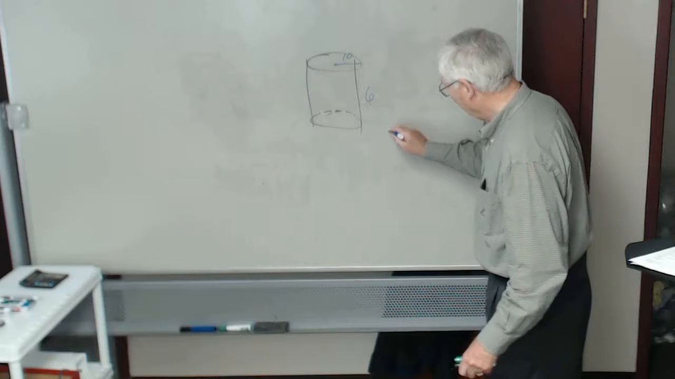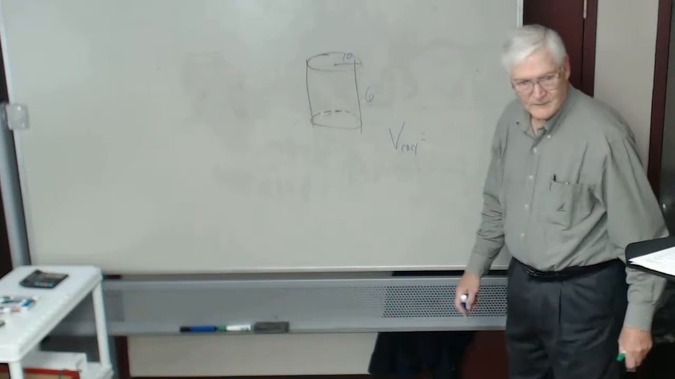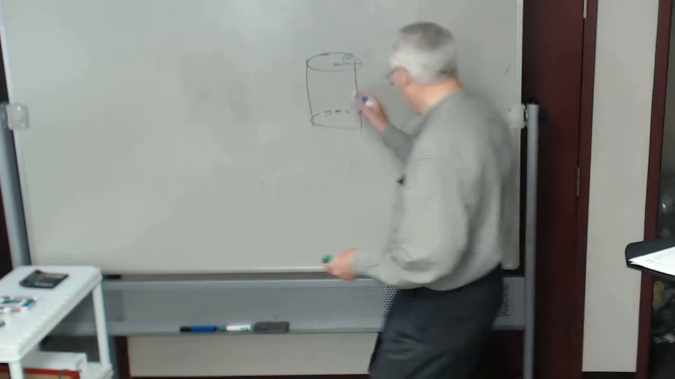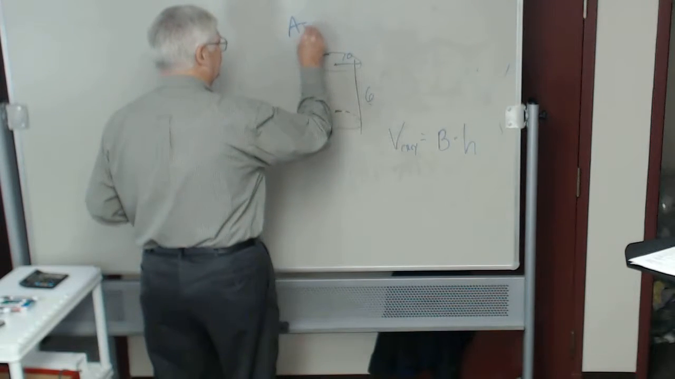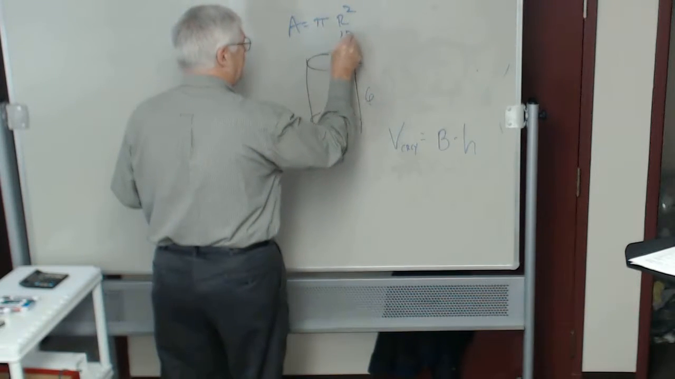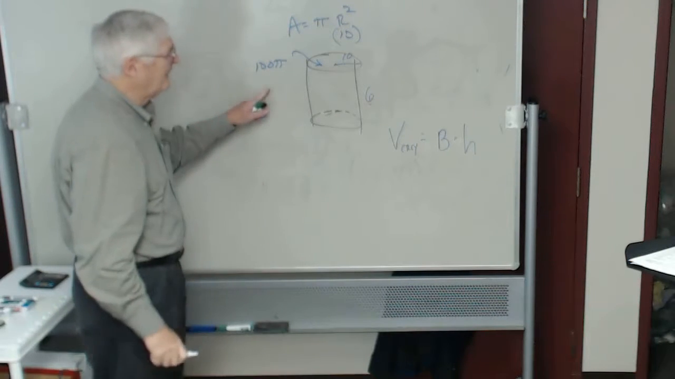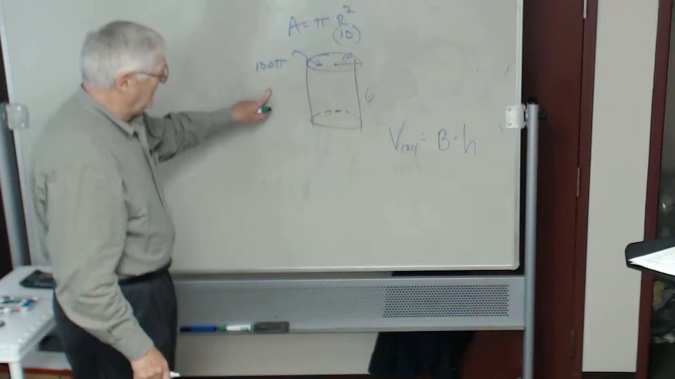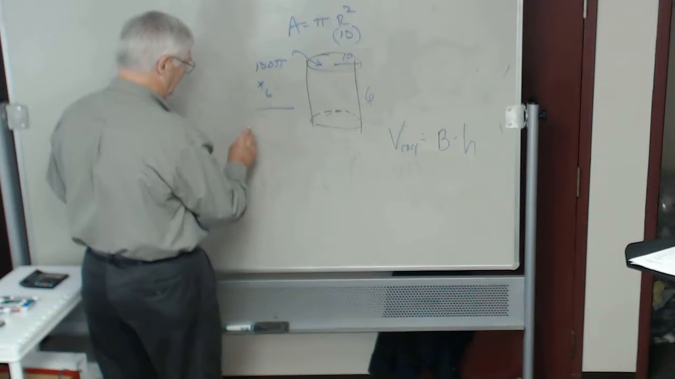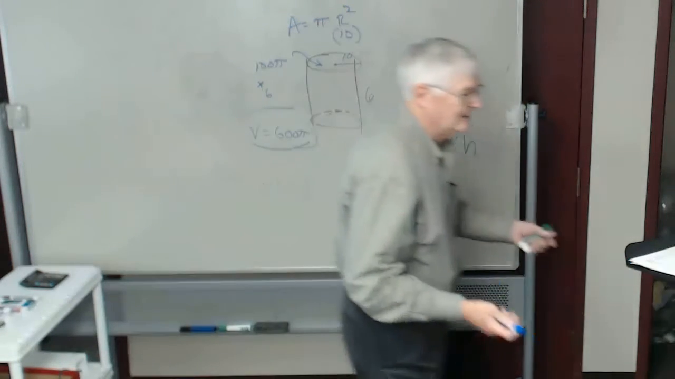And the height is what for problem 22? 6. And what's the volume for a circular cylinder? The area of the base times the height. And what is the base? The base is a circle. So what's the area of that circle? Pi r squared. And since r is 10, this area here is 100 pi. Everybody follow that? So the area of the base is 100 pi times the height. So the volume is 600 pi. And then use 3.14, so take 600 times 3.14.